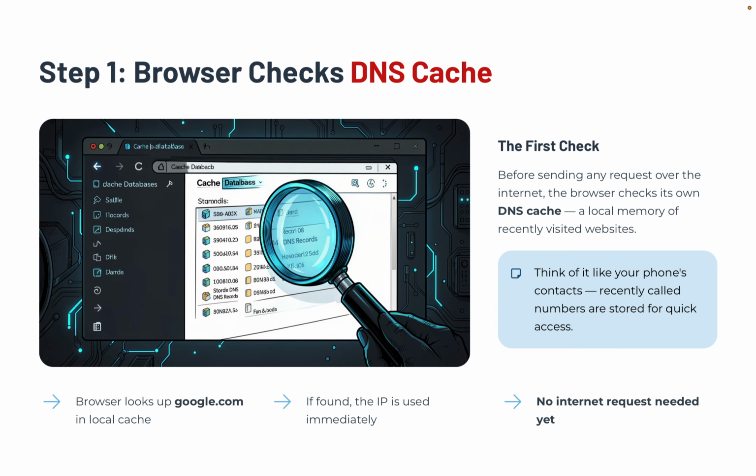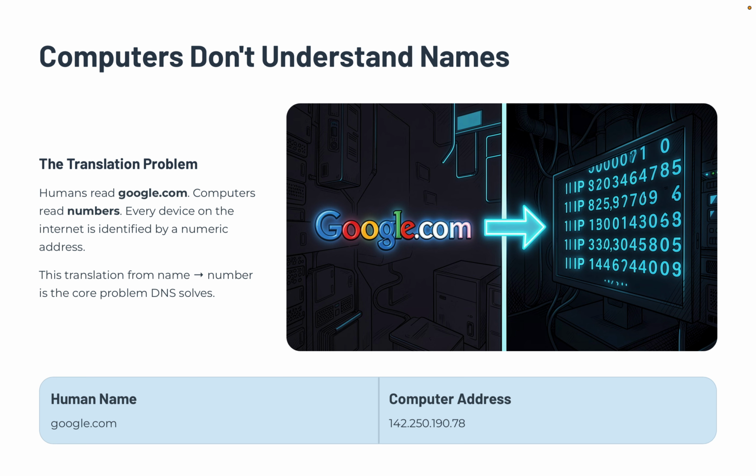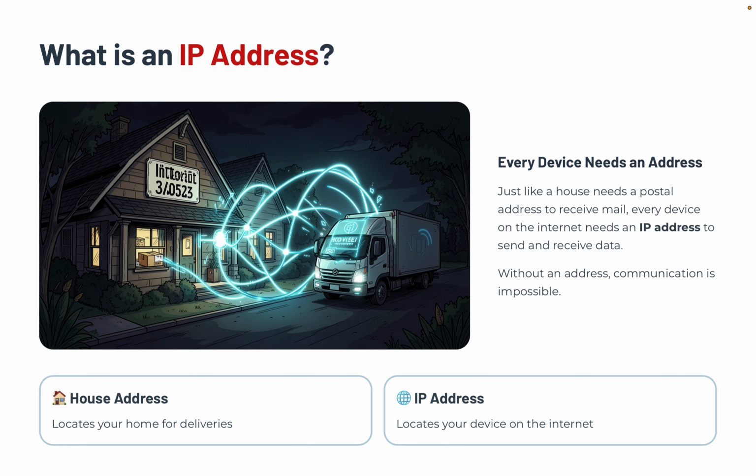But what exactly is this address? It isn't google.com, because computers don't understand names. They communicate only with numbers. These numbers are called IP addresses. And in our early stages in schools or colleges, we probably learned that computers only communicate with binary, zeros and ones. Now let's learn what an IP address is.